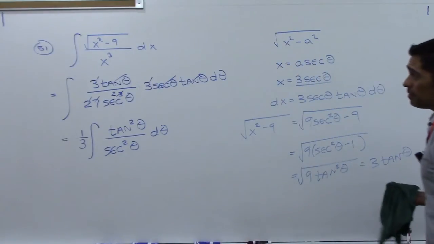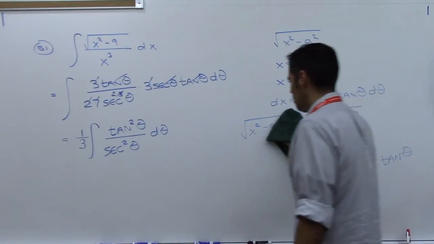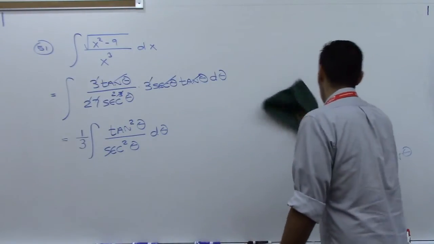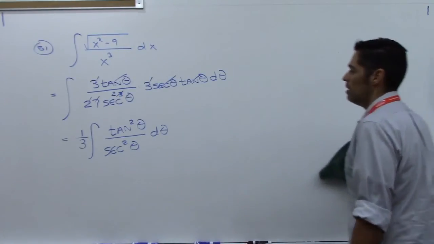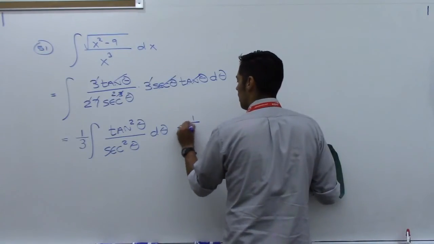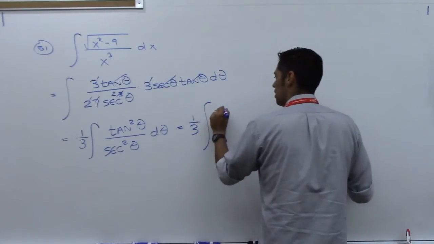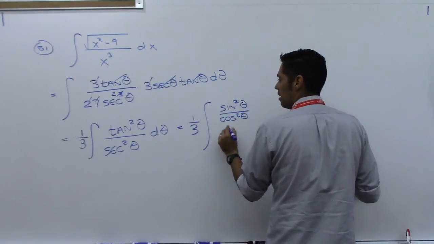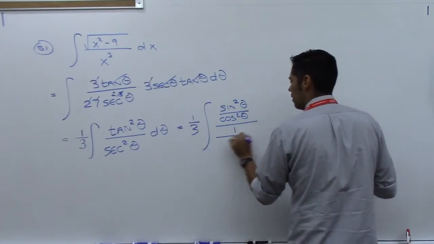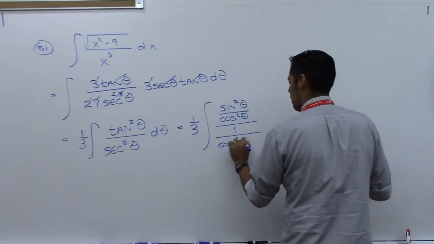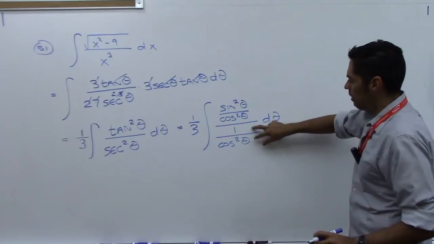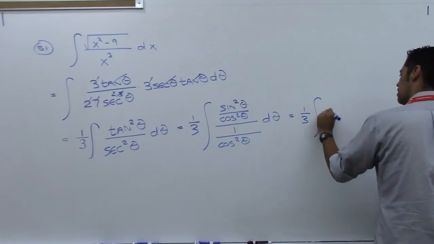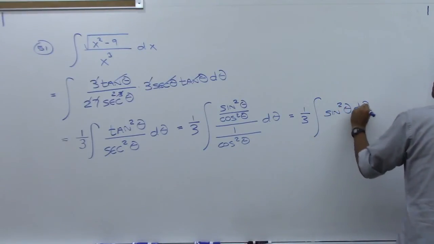So I've got tangent squared theta over secant squared theta. I do have tangents and secants mixed up, but one's in the numerator, one's in the denominator. So I think it'd be a little bit better for us if we rewrite everything in terms of sine and cosine. So the top is sine squared theta over cosine squared theta, that's tangent squared theta, over secant squared theta, which is 1 over cosine squared theta, and then d theta. And then when you flip this fraction up, the cosines cancel. So all you're left with is 1/3 sine squared theta d theta.